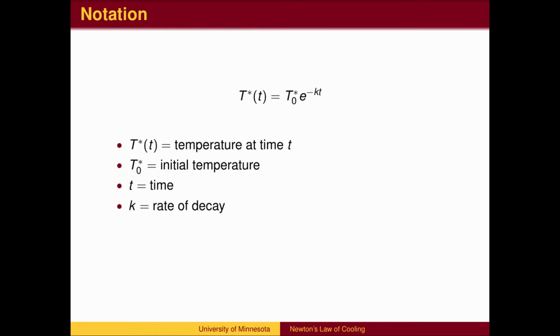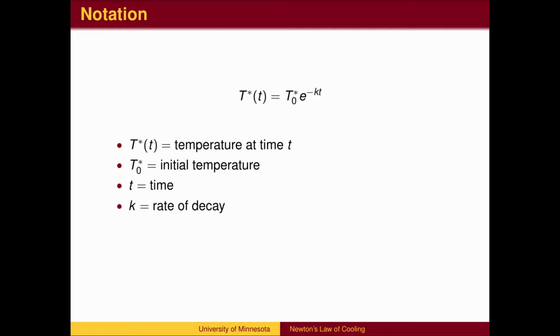We use the standard exponential decay model, where T star of t is the temperature at time t, T star sub 0 is the initial temperature, t is time, and k is the rate at which the temperature decreases. Since the temperature is decreasing, we use a negative sign in the exponent so that k is a positive rate.